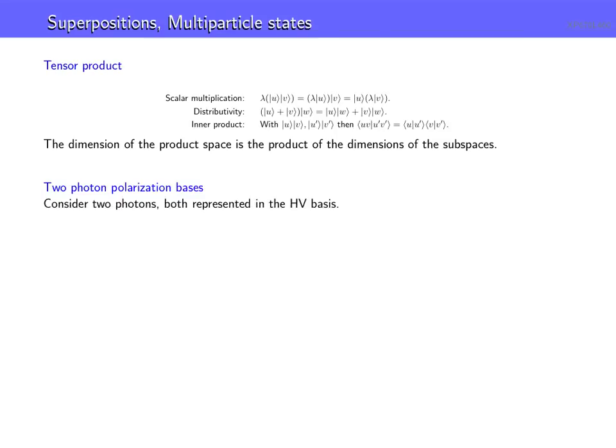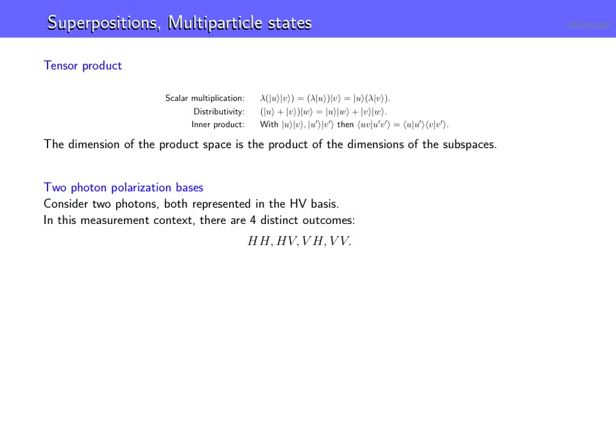Let's do it so they're both in the HV basis, just to start with. In this case, if we measure in the HV basis, we have four possible outcomes for the polarization of these photons. Again, we're measuring their polarization. These are the only possible outcomes we can have in that basis.